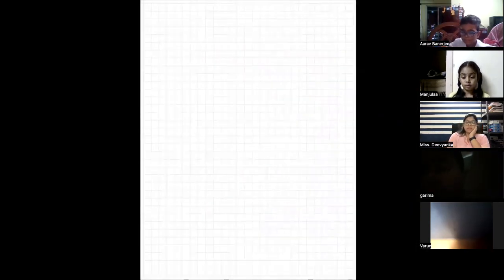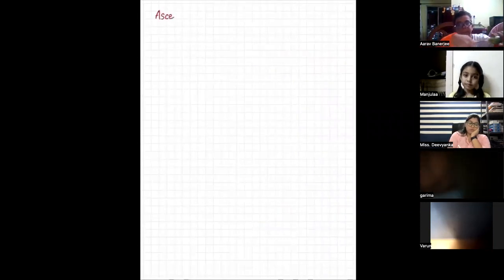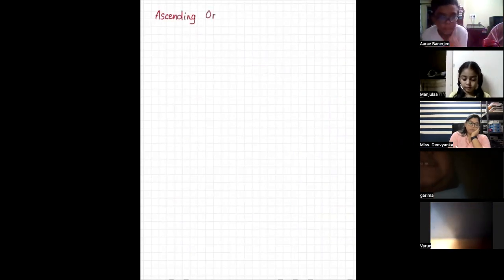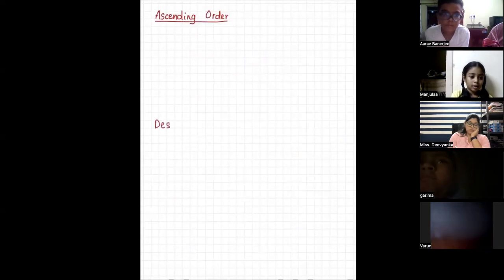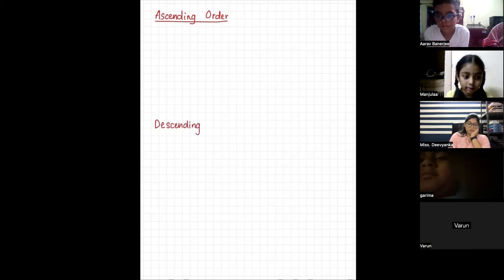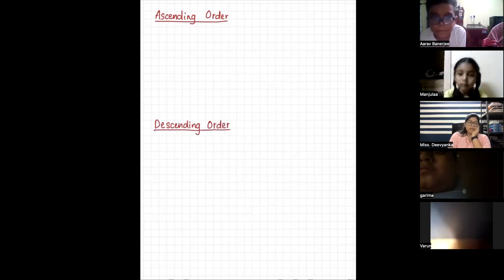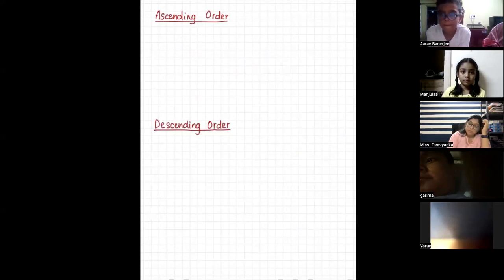And now let's discuss ascending and descending order. So can anybody tell me what is an ascending order? Ascending means smallest to biggest. Correct. And then what is the descending order? That means biggest to smallest. Correct. Descending order. So now let's take a few numbers to do the ascending and descending order.